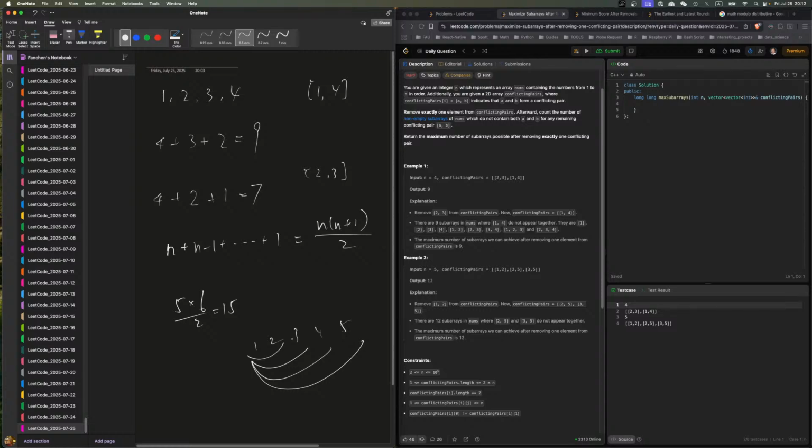Yeah, we just want to see how many need to be removed, right? How many need to be removed, and we want to remove as few as we can. So I don't know. 1, 2, I don't know. I'm just trying stuff. 2, 5, 3, and 5.